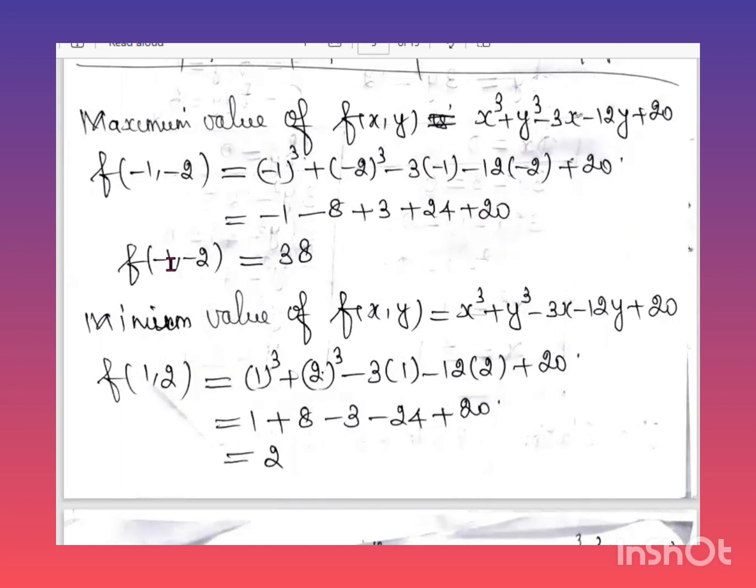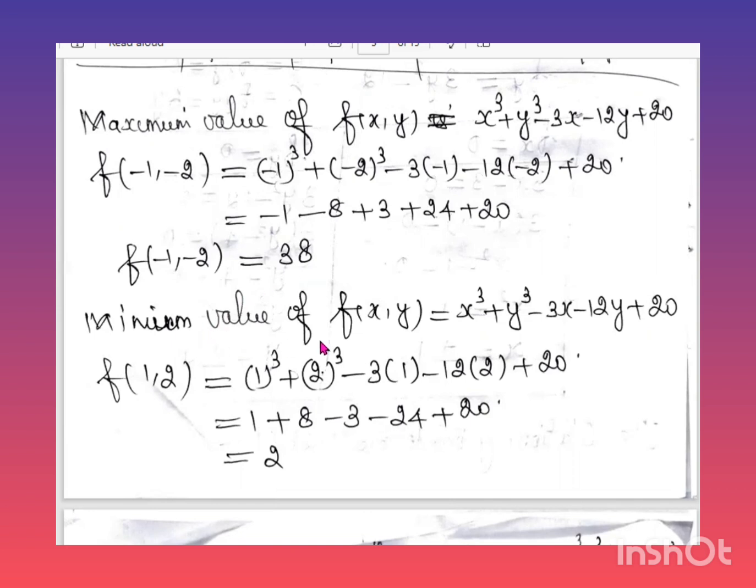So f of minus 1 comma minus 2. For x you have to apply minus 1, and for y you have to apply minus 2. In this equation: minus 1 cube plus minus 2 cube minus 3 into minus 1 minus 12 into minus 2 plus 20. So minus 1, minus 8, plus 3, plus 24, plus 20. If you add all these 5 values, you will get 38. So the maximum value is 38. The maximum point is minus 1 comma minus 2.